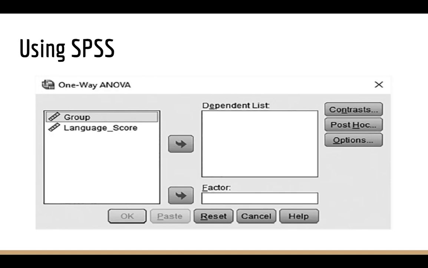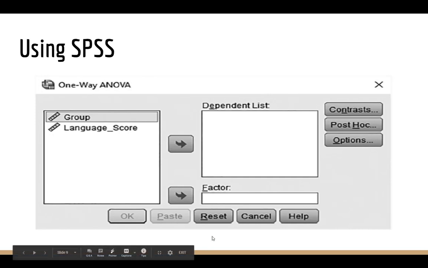So in this screen, you put your DV, the language score, into the dependent box, and your IV, group, into the factor box. So this example is looking at whether the number of hours spent in preschool would change the language development test score of preschoolers. So they looked at 5 hours, 10 hours, and 20 hours. And they're going to see if there was a difference between the children in these groups on a score of language.